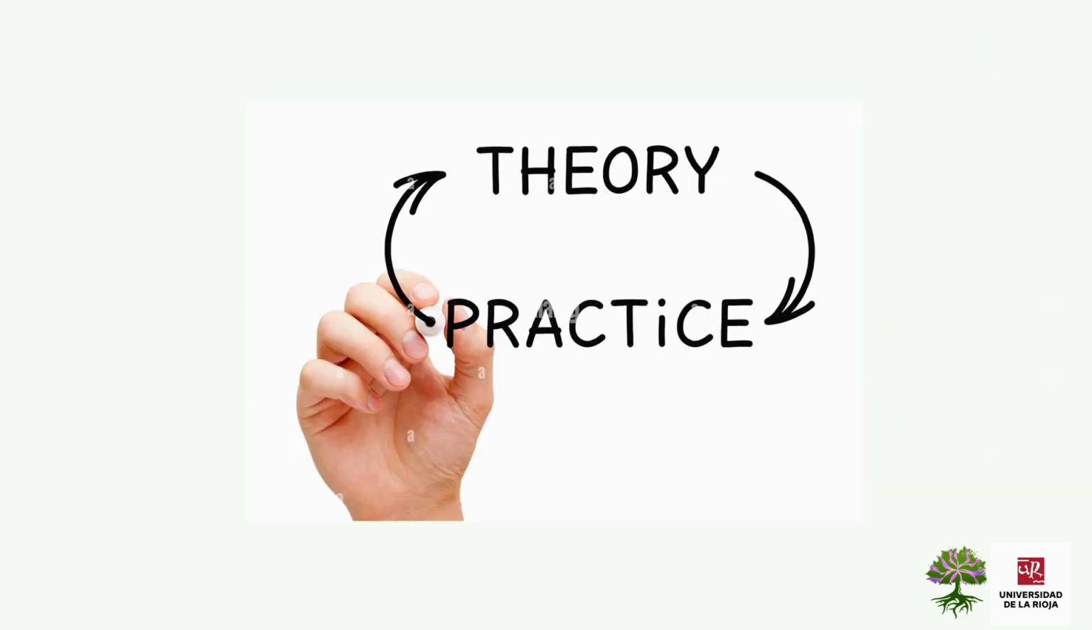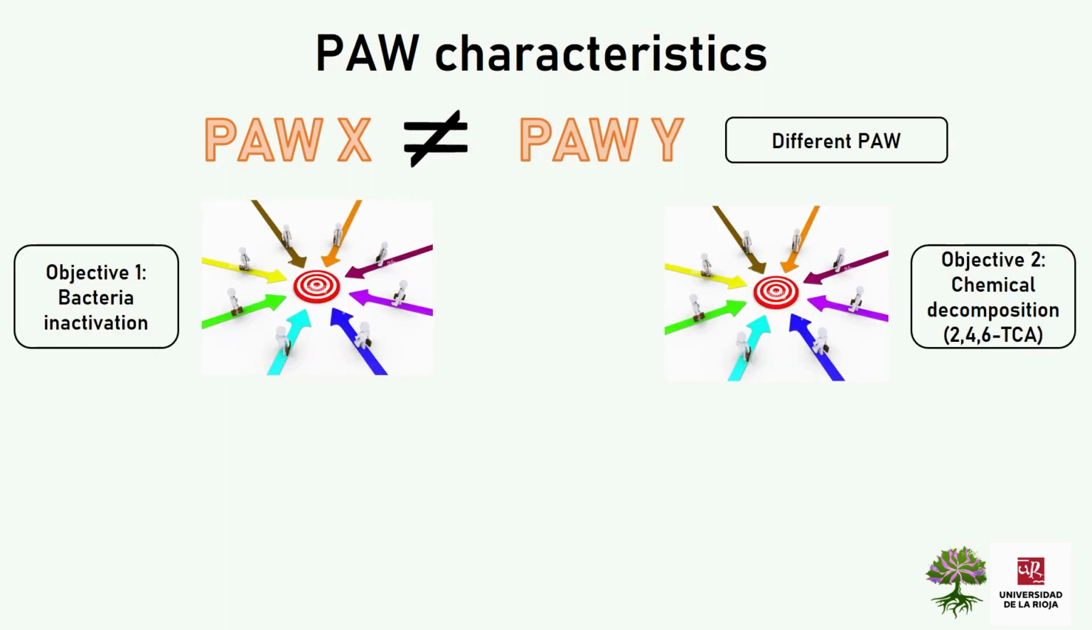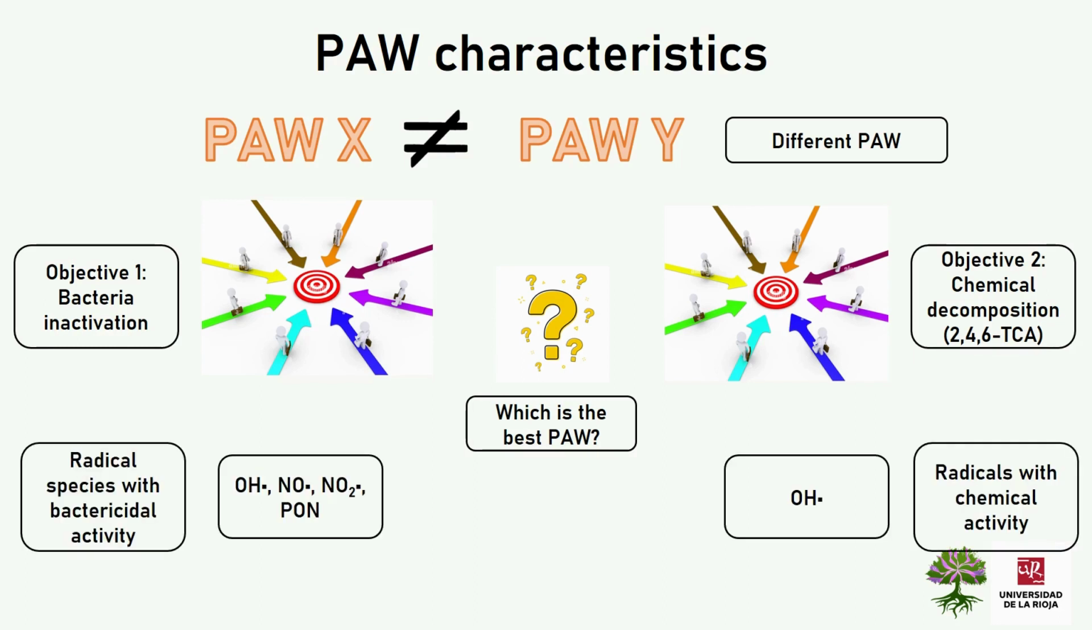We've just explained the theory, so now it's time for practice. We already know that each plasma-activated water is different. Then, if we have two different purposes, which is the best plasma-activated water for each one? After looking at the bibliography, we know the reactive species which have the strongest bactericidal activity and chemical activity. Then, if we could generate plasma-activated water with more or fewer species, depending on the purpose, it will be perfect.